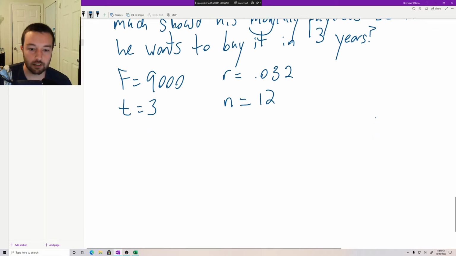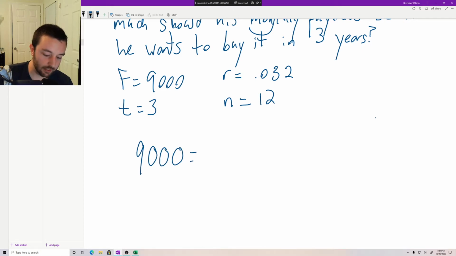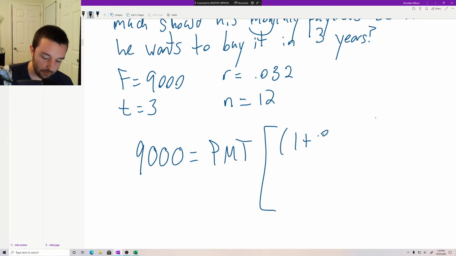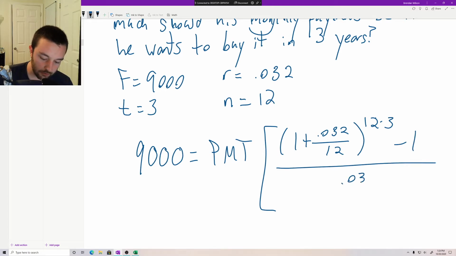So let's plug everything into the formula. We're going to have to do it a little bit differently this time, though, because we're solving for the payment now, right? So we have 0.032 divided by 12 to the 12 times 3 minus 1 over 0.032 divided by 12. Okay.